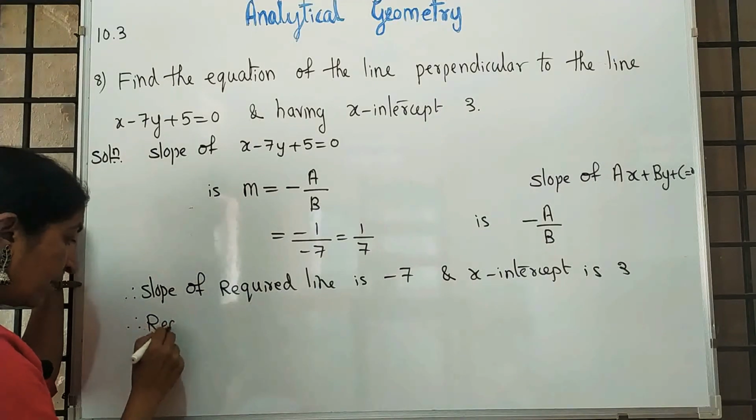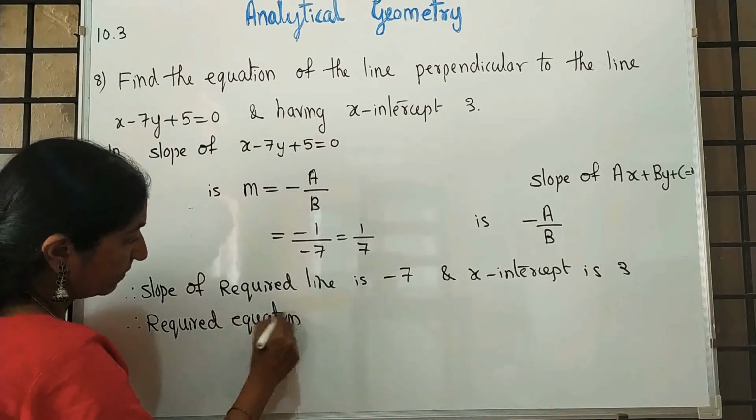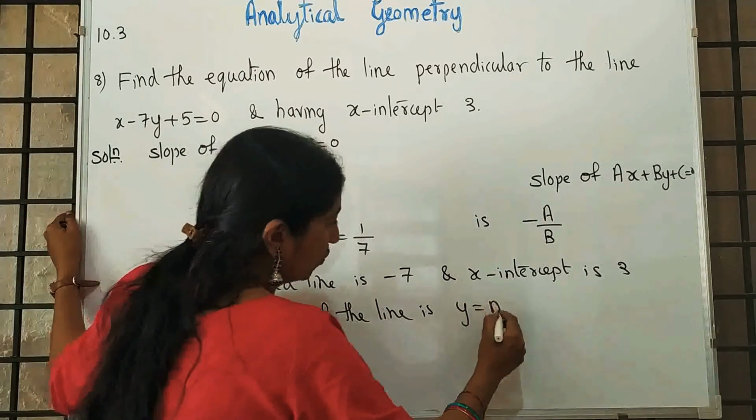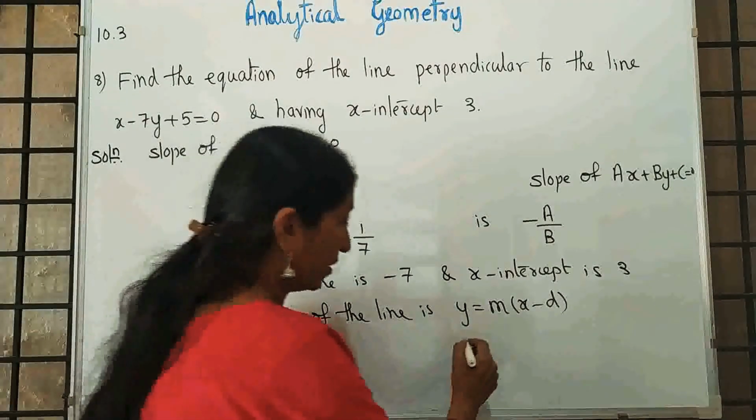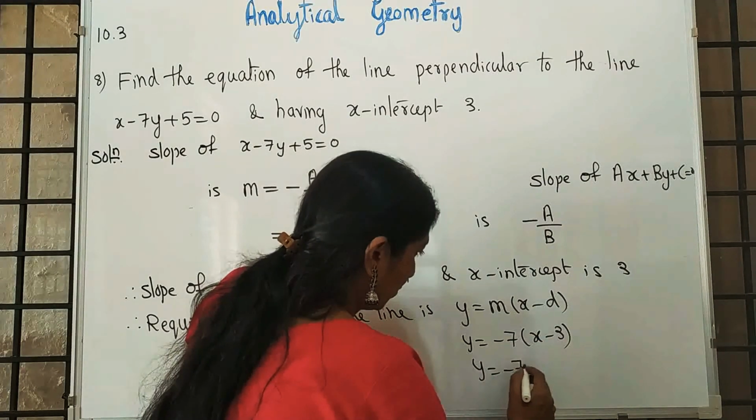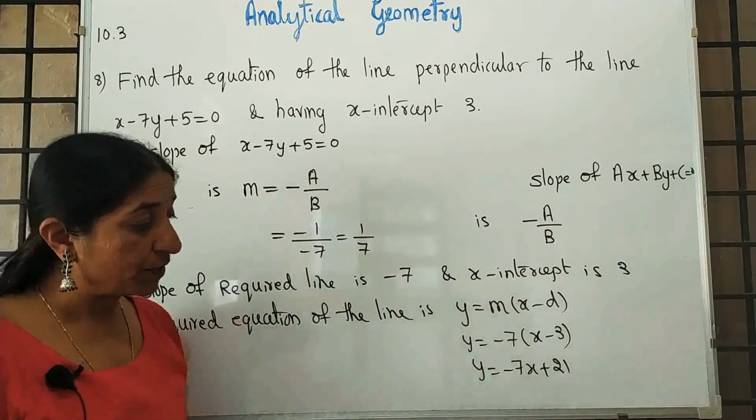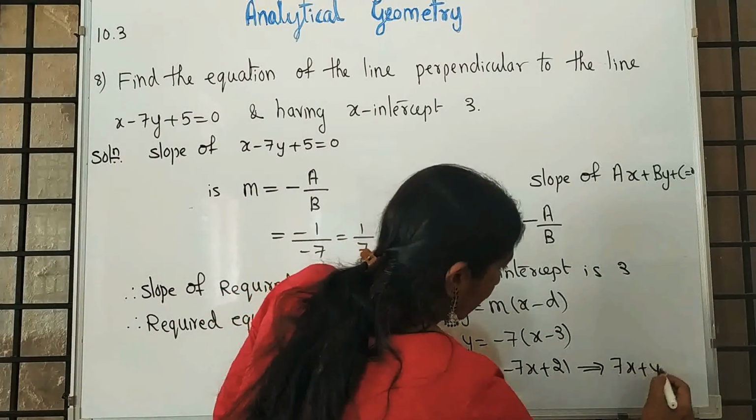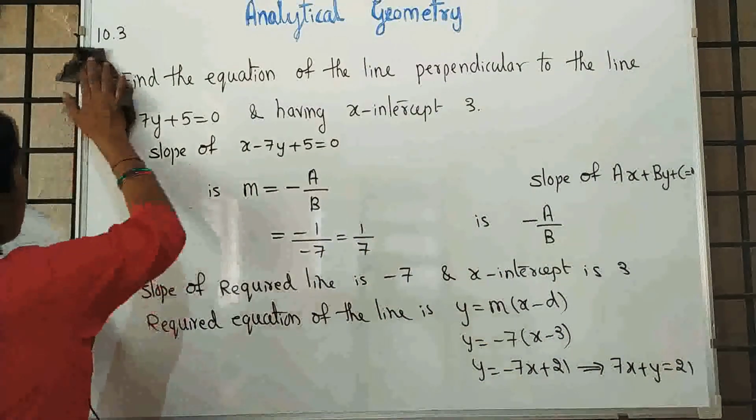Now write down the equation of the line. Therefore, the required equation of the line is y is equal to m into x minus d. This is the slope and x intercept form. Y is equal to minus 7 into x minus 3. Y is equal to minus 7x plus 21. Or write it in the standard form. Standard form means take minus 7x on this side. This implies 7x plus y is equal to 21. Correct or not?